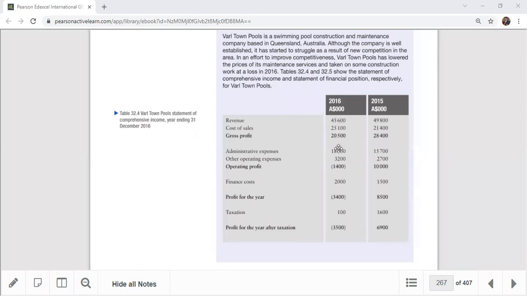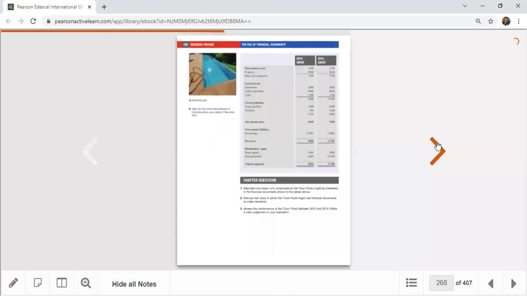their gross profit, even though they have a positive gross profit of 20,500, at the end, because of the huge administration cost, the operating profit for the year and the profit for the year after taxation become negative. So therefore in 2016 the business became loss-making, right?